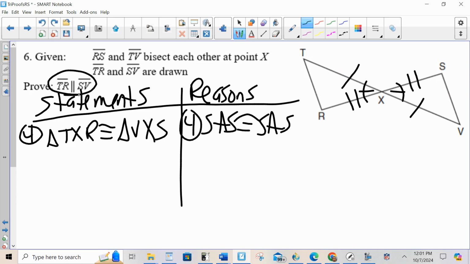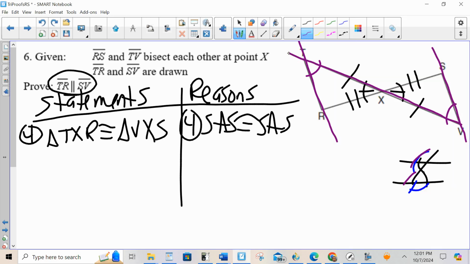In order for lines to be parallel, I need either alternate interior angles to be congruent, alternate exterior angles to be congruent, or corresponding angles to be congruent. So I need to use CPCTC to get one of those three things. Well, if these triangles are congruent, then this and this must be congruent. And if those are congruent, those are alternate interior angles, which would make the lines parallel. So 2 steps. First, I have to state the either alternate interior, alternate exterior, or corresponding angles.